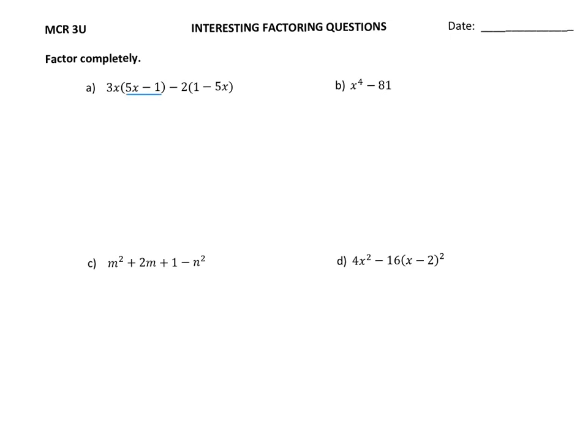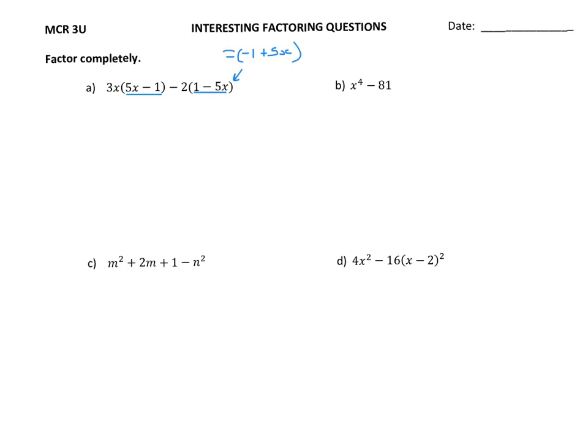I'm noticing that I have two brackets that look almost the same. I have a 5x minus 1, and here I have a 1 minus 5x. They look the same, except the second one is in the opposite order of the first one. So I have a positive 1 instead of a minus 1, and I have a minus 5x instead of a positive 5x. So what I am thinking is, if I were to common factor a negative out of that, that would leave me with a negative 1 and then a plus 5x, which then makes that the same as the very first bracket.